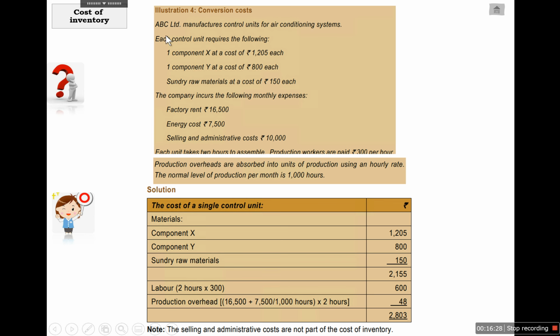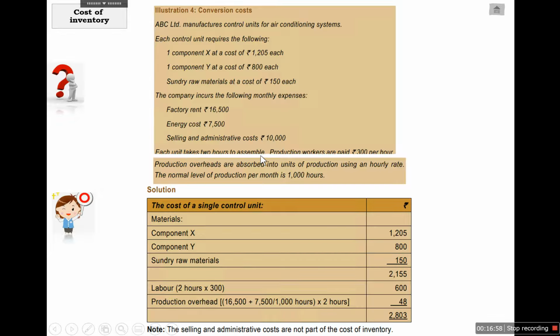Next is about the conversion cost. ABC Limited manufactures control units for air conditioner systems. Each control unit requires the following: component X 1205, component Y 800, sundry raw material 150. The company incurs the following monthly expenses: factory rent 16,500, energy cost 7,500, selling and administrative cost 10,000.